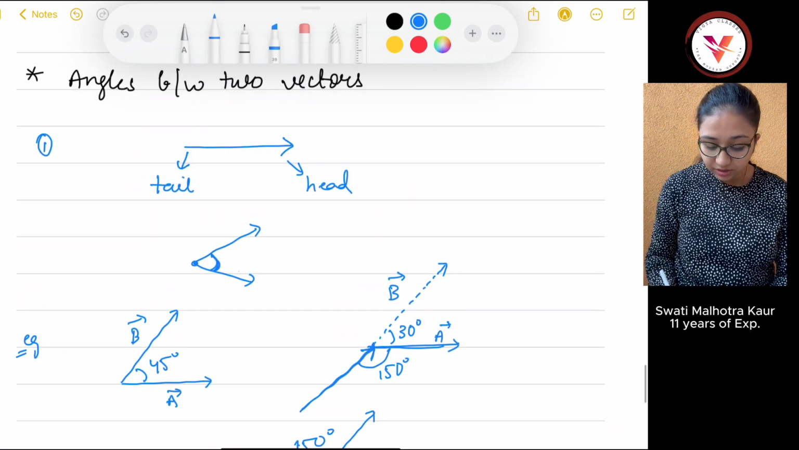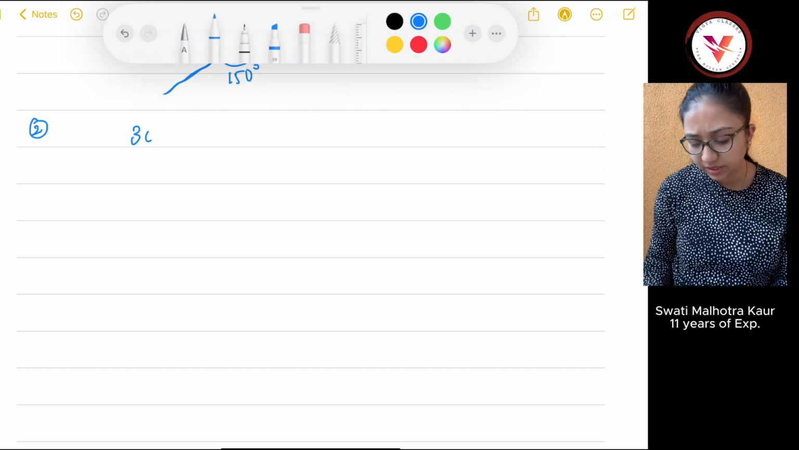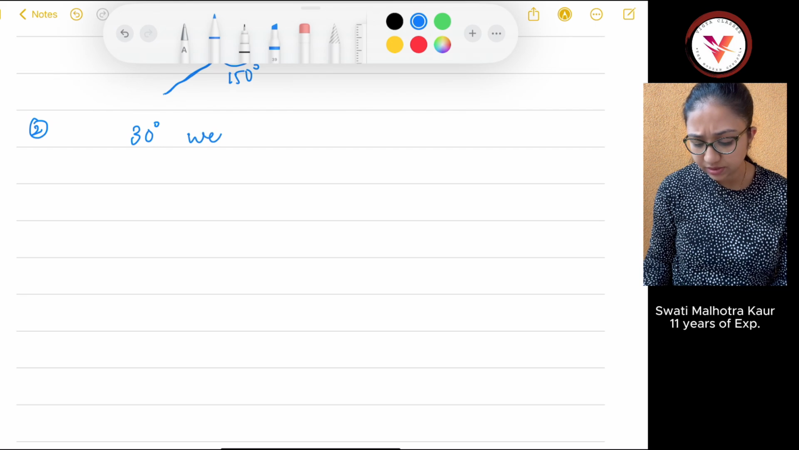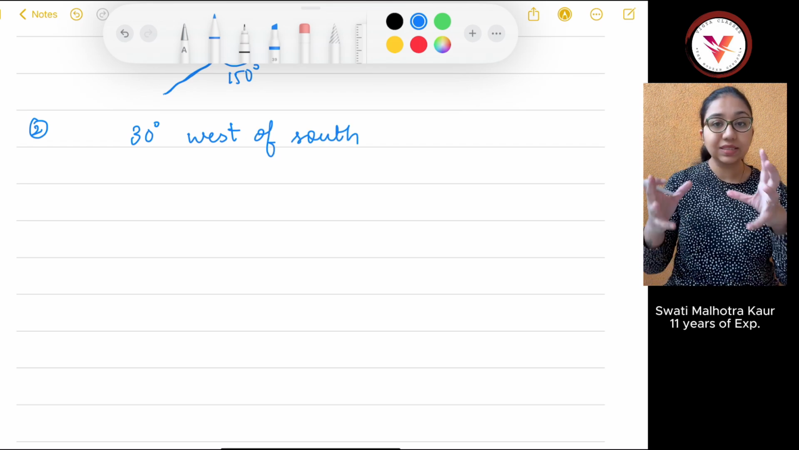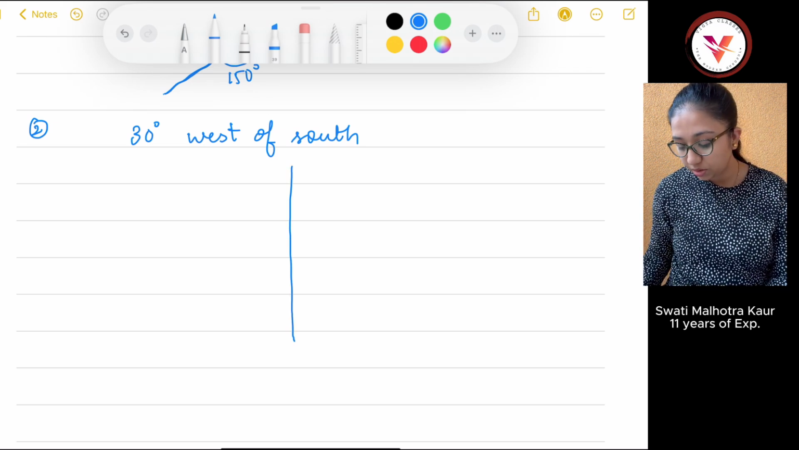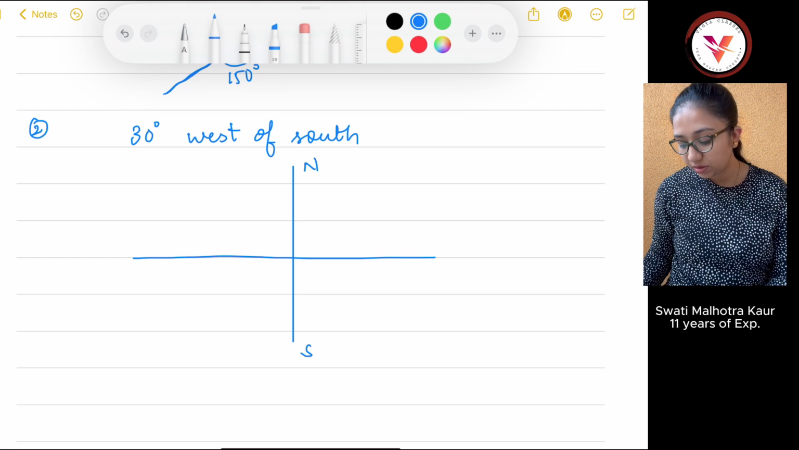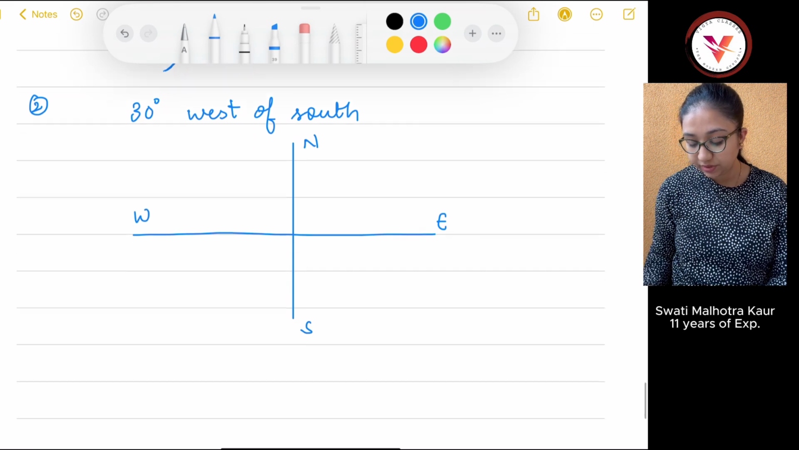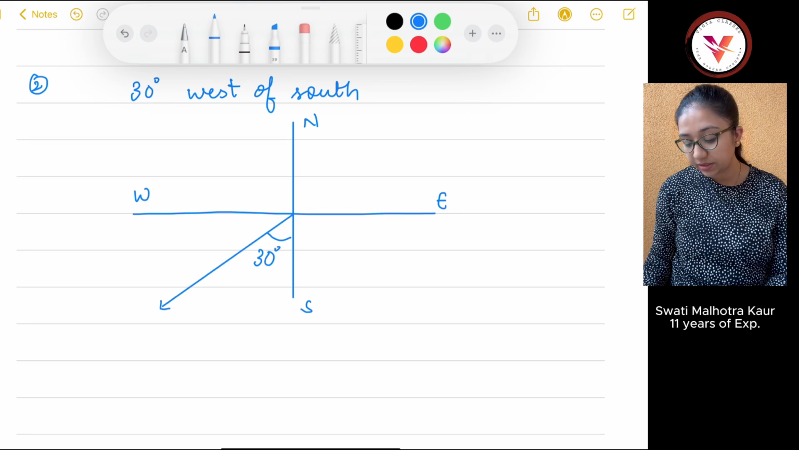The second thing is that sometimes it's given in the question like 30 degrees south of west, or you can say west of south. This is from south towards west. So if you make this north, south, east, west Cartesian plane, it is 30 degrees west of south. So it means like this, 30 degrees.